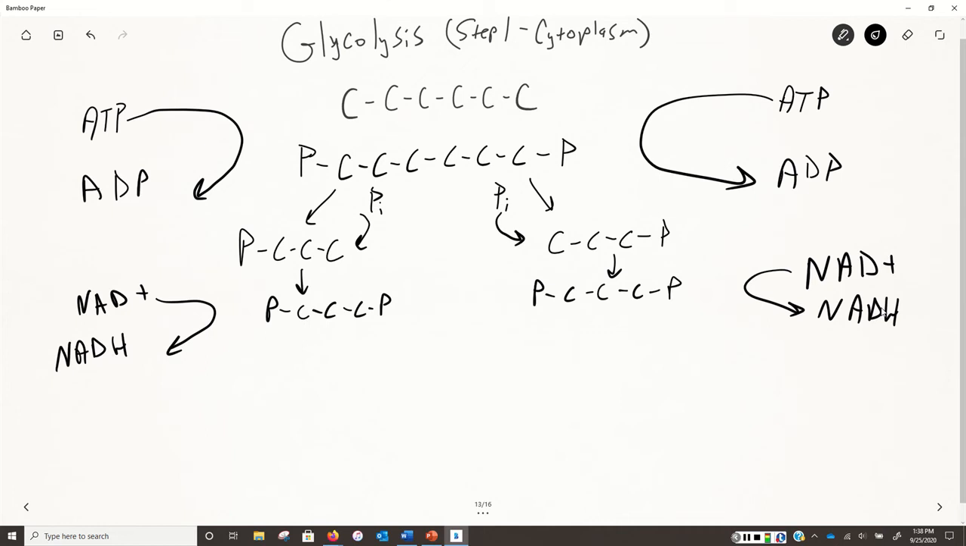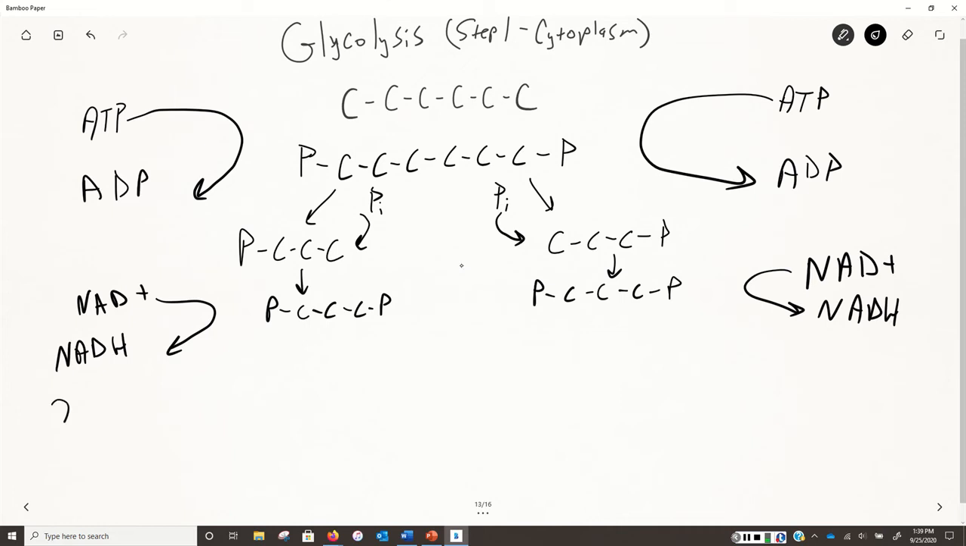Now that we've taken electrons and protons, we can go ahead and free up this 3-carbon chain over here and this 3-carbon chain over here. We can get rid of these phosphates. Well, do we want to just let those phosphates go, or should we make use of them? Well, we might as well make use of them. Get something good out of it.